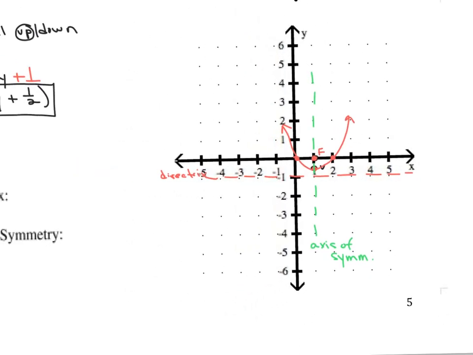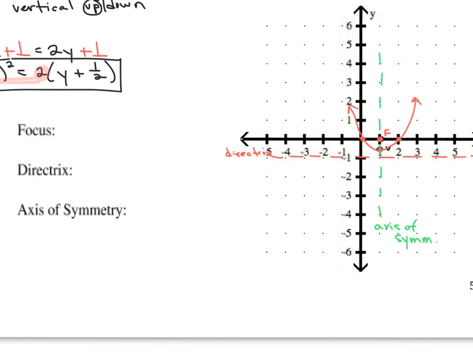And once everything's drawn, I'm going to go over and just fill out everything that I have here. So the focus was at 1, 0. The directrix was y equals -1. And the axis of symmetry, x equals 1.